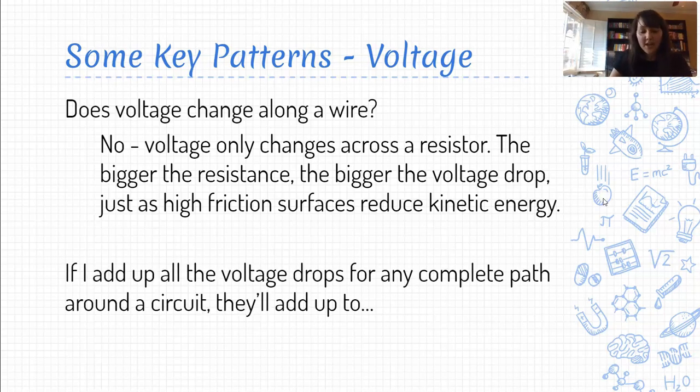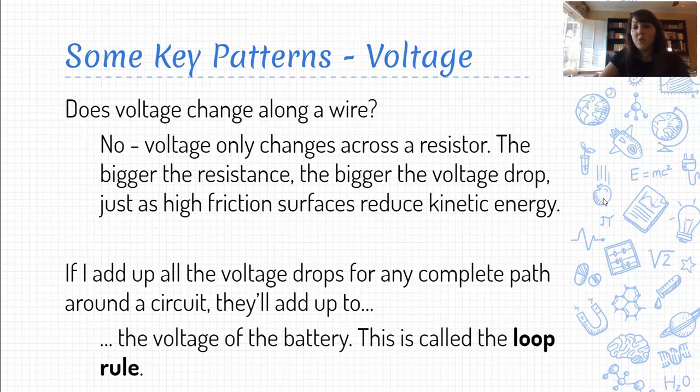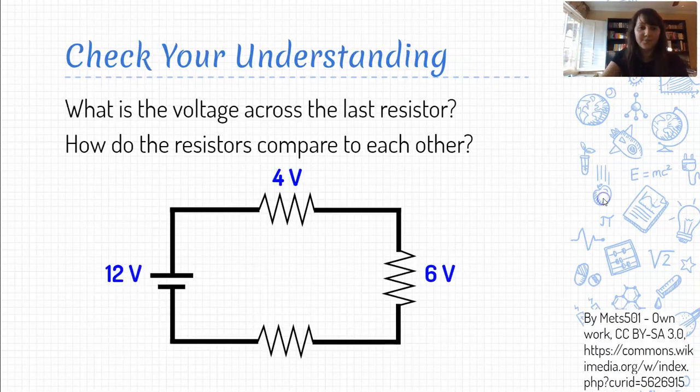Now, if I consider any complete pathway around the circuit from the high potential side of my power source to the low potential side of my power source, and I take all the resistors along that path and add up all of their voltages, what I should find is that they add up to the voltage of the power source. We call this the loop rule, that the sum of all the voltages around any complete path around a circuit should add up to the voltage of the battery. All right, and that's true for as many different parallel pathways as we have.